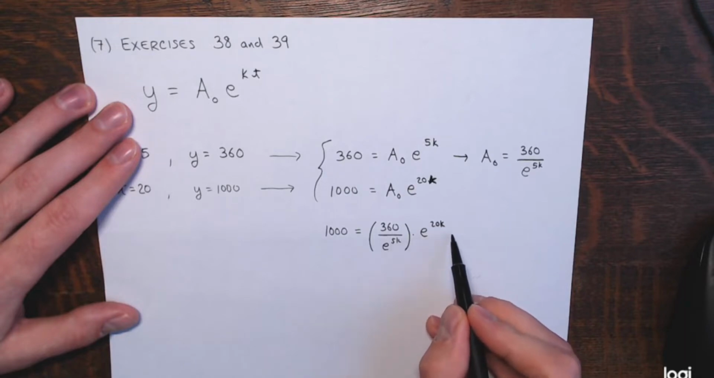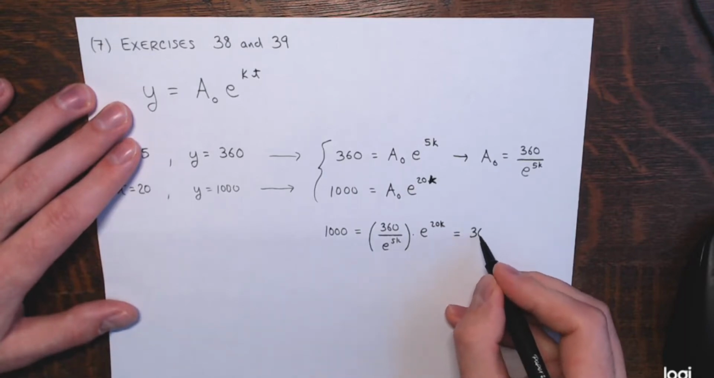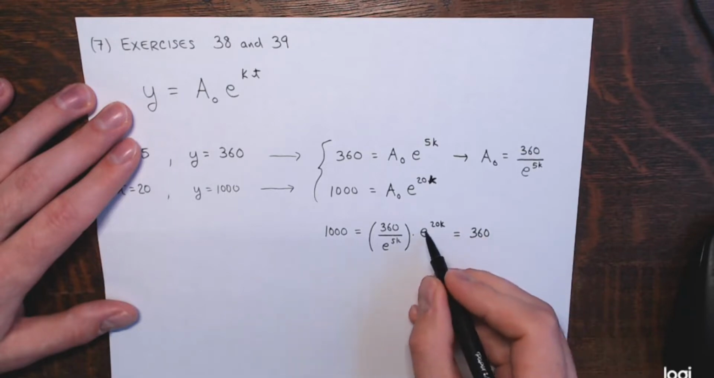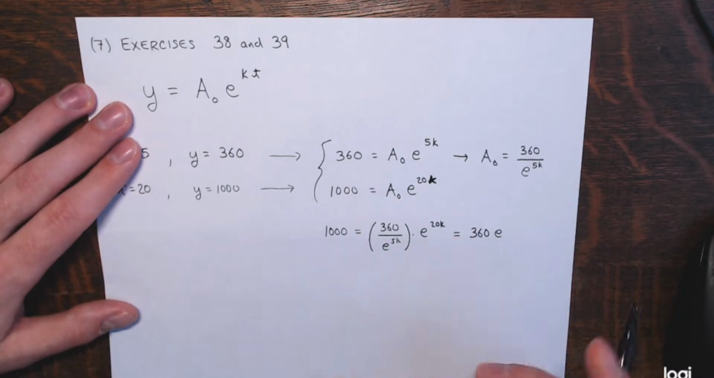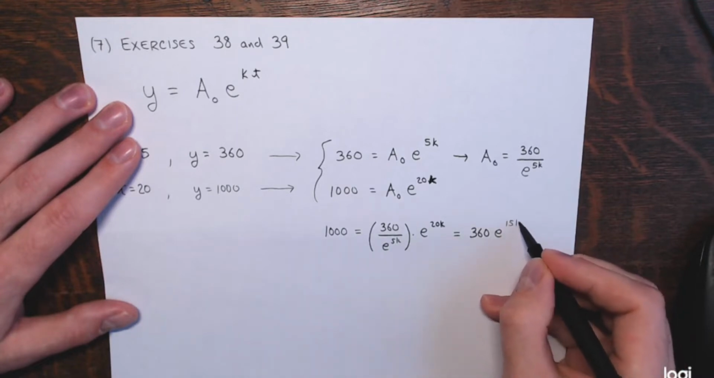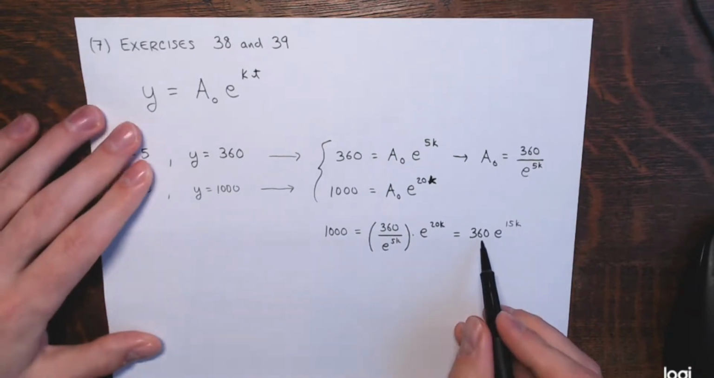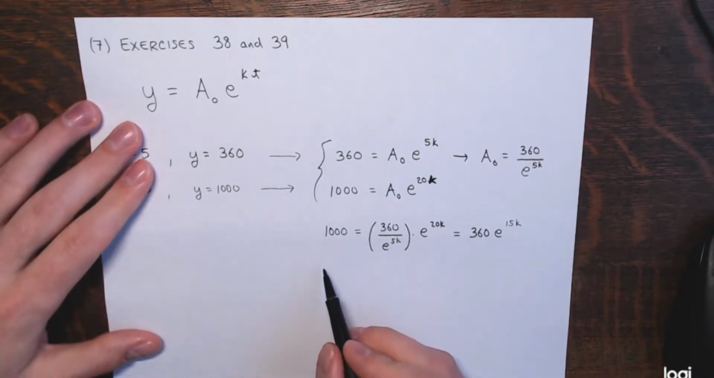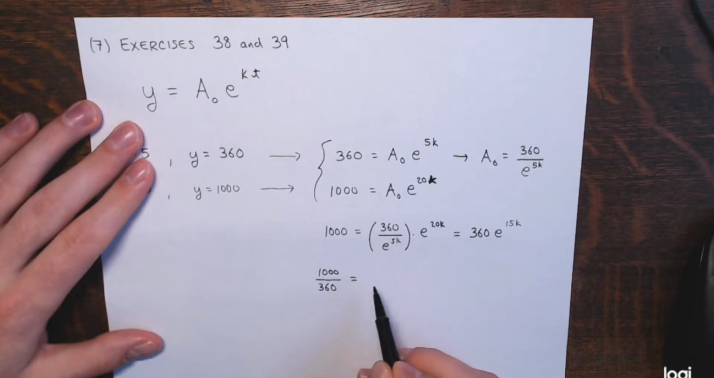And if you use properties of exponents, this would be 360 times e to the 15k. You subtract the powers on those because you're dividing things at the same base. And then I can solve this equation for k pretty easily. All right, divide both sides by 360. So you have 1,000 divided by 360 equals e to the 15k.